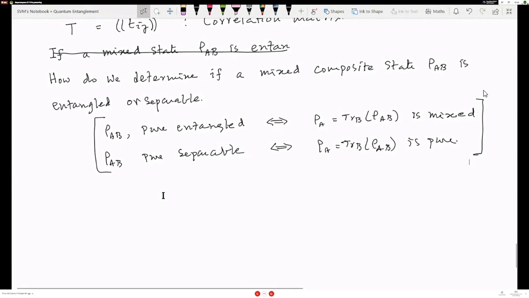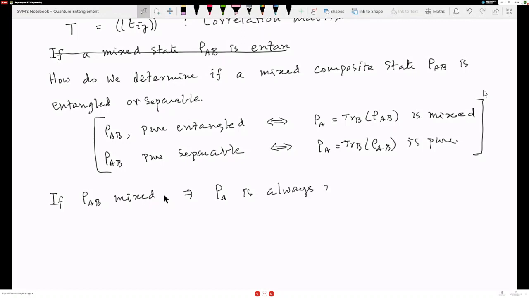But if rho AB is mixed, this implies rho A is always mixed. So we cannot say that just because rho A is mixed, rho AB is entangled or not. So this signature cannot be used. Okay.